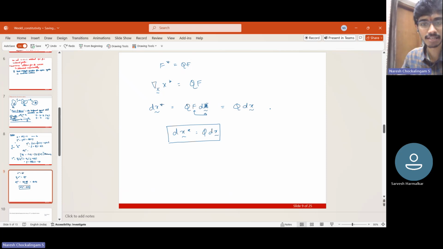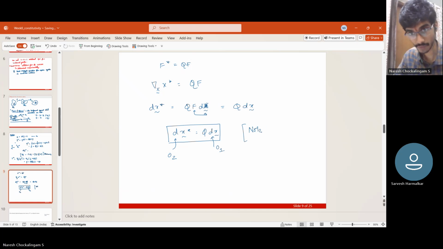So if you see what is special about this, Q is a function only of time. It doesn't depend on the spatial location. dx star and dx are infinitesimal vectors as observed by the two observers. So dx is what the observer O1 says, and dx star is what observer O2 measures. Note that it is not a coordinate transformation.